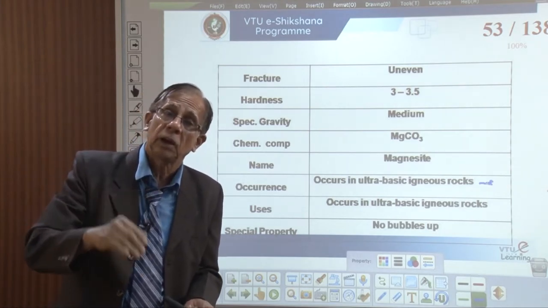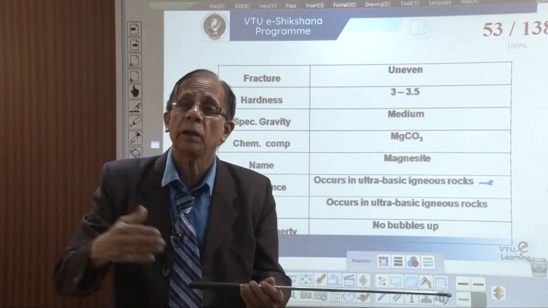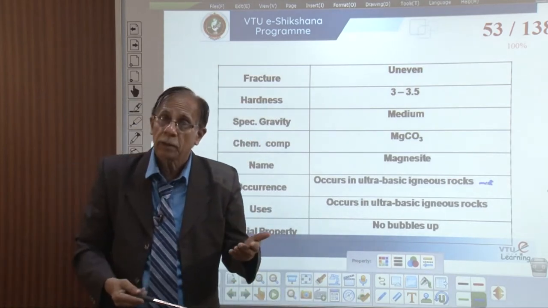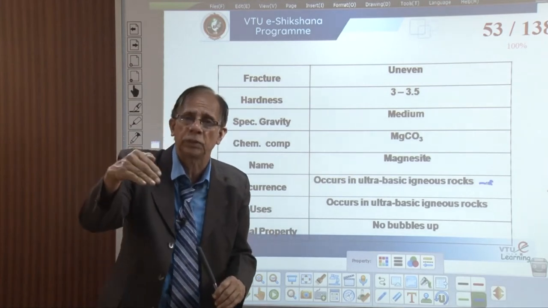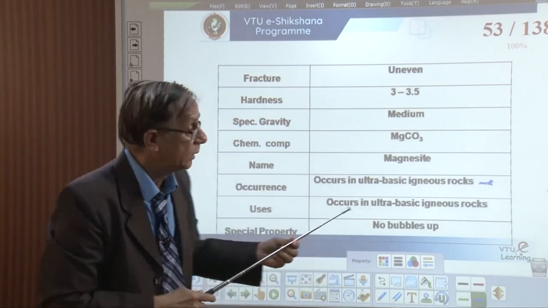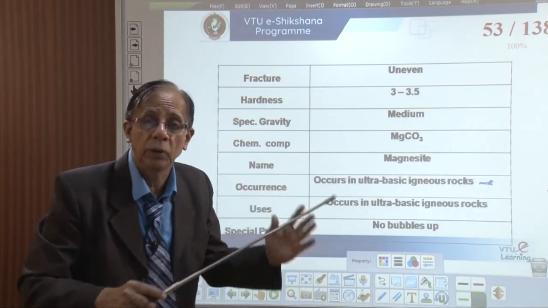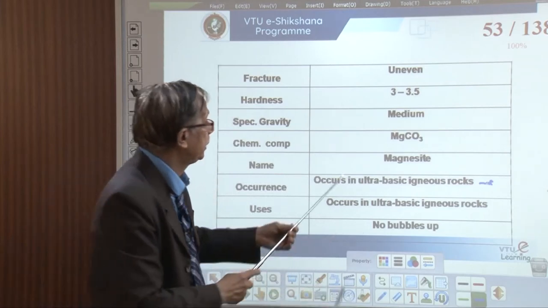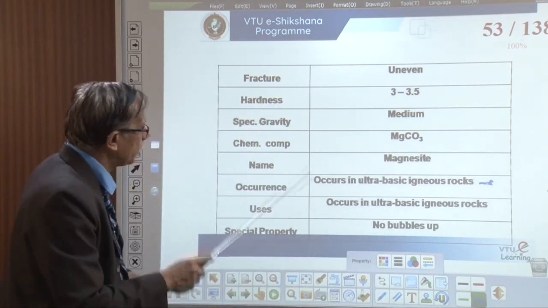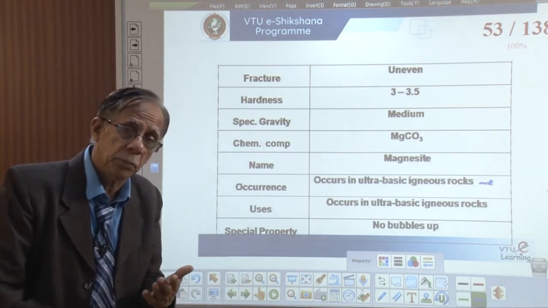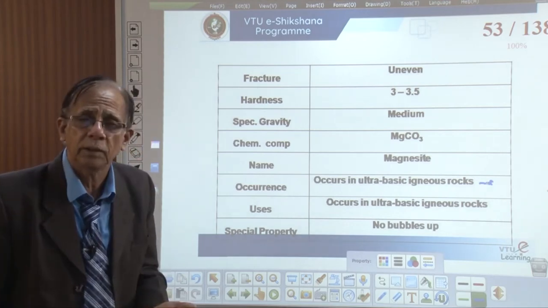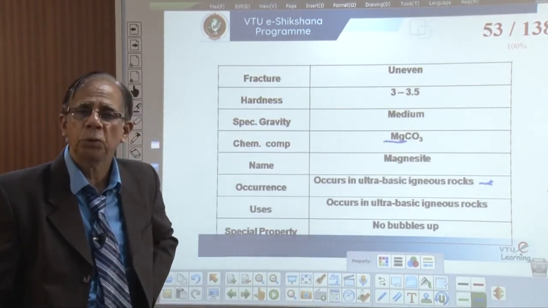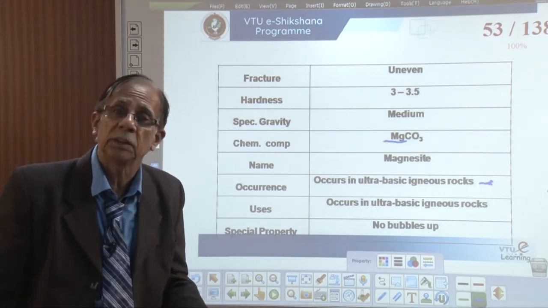If such rocks are subjected to a kind of alteration we call hydrothermal alteration. What is hydrothermal? Hydro is water, thermal is temperature, a high temperature solution. If it reacts on such rocks, those minerals are broken down and the rocks alter and give rise to this kind of mineral, that is magnesite. This is another important industrial mineral. You may ask, what is that? Magnesite is a source of magnesium. In the chemistry laboratory we have used magnesium so much. In many industries, it is there.